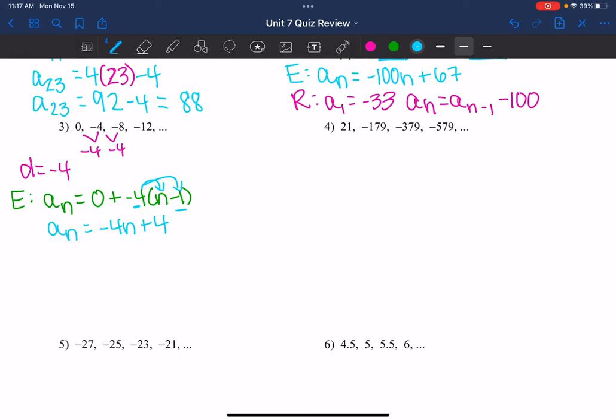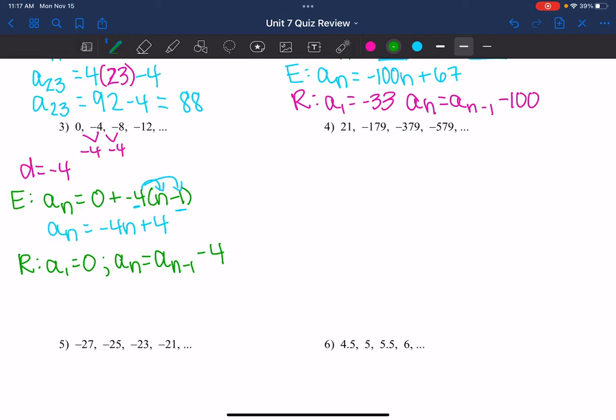So that's my simplified explicit formula. Then I'm going to write my recursive formula as well. I've got my first term, which is 0, and then a sub n equals a sub n minus 1, and then it is my common difference of minus 4.